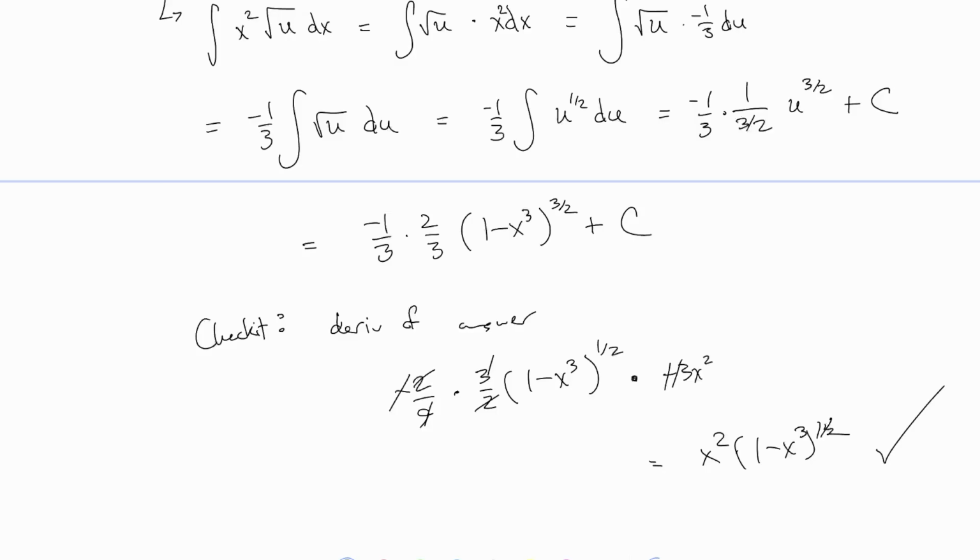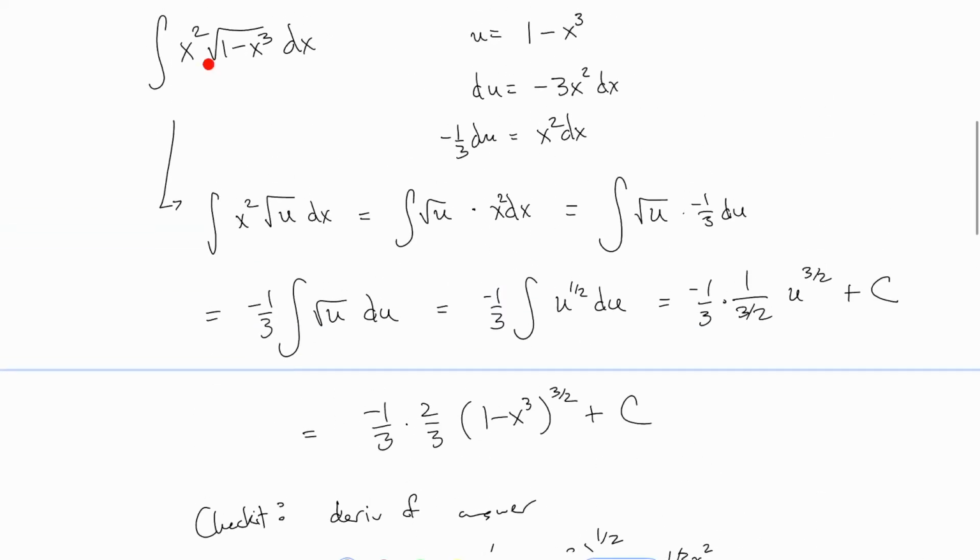You can always check your answer after doing the integral by taking the derivative of what you got. And it ought to match what you started with at the very beginning inside of the integral. Right? Great.